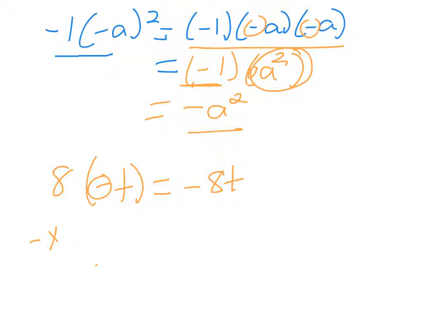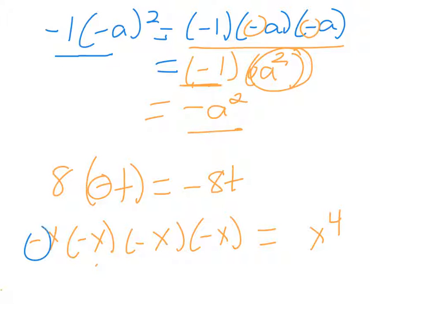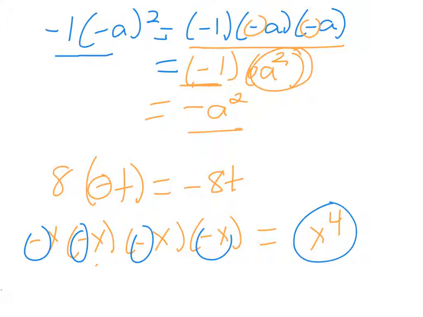Negative x times negative x times negative x times negative x is going to be x to the 4th power, and that's going to be an even number of signs, and so that will remain positive there.